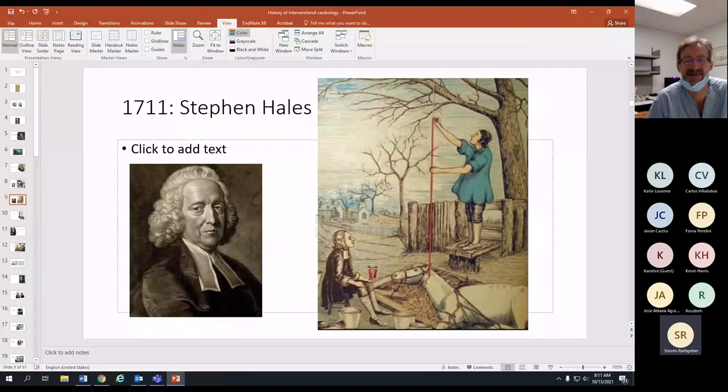And so you can see in this picture, Stephen Hales is depicted here on the left, observing the seminal cardiac catheterization performed by the first interventional cardiology fellow, who was not credited for his contribution here.